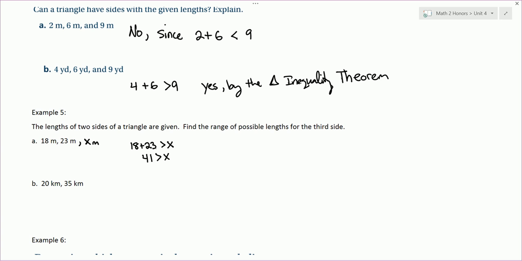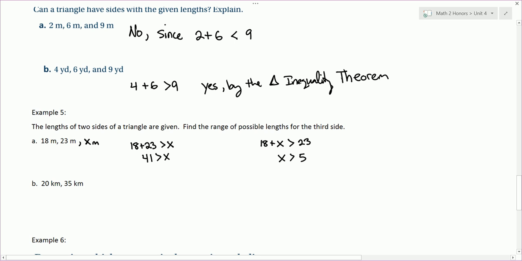Now let's say that x is not the largest side length. Then the largest side length would be 23. And then 18 plus x has got to be greater than 23. Solving for x, we get x has got to be greater than 23 minus 18, which is 5.